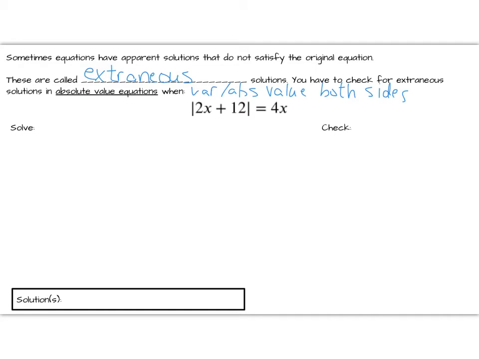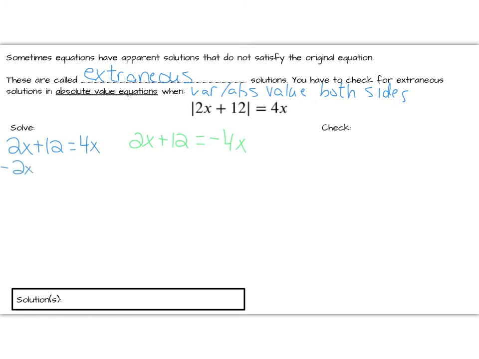So this time, look, I only have the absolute value on one side of the equal sign, but I'm going to set it up the same way. The absolute value of 2x plus 12 equals 4x. So I take that 2x plus 12 and I set it equal to the 4x. And then for my second equation, I take the 2x plus 12 and I set it equal to the opposite of 4x. So I have to set it to what's there and the opposite of what's there. So this is two equations. 2x plus 12 equals 4x.